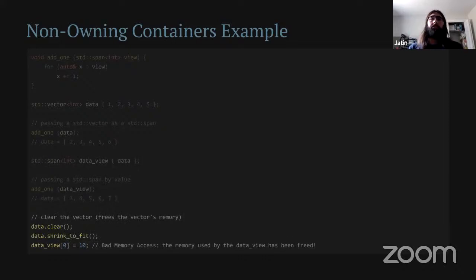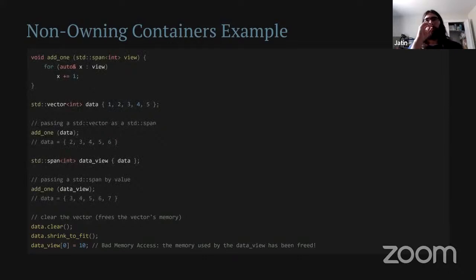But then what we need to be careful about is that, for example, here we could free all the memory in the vector. Now, if we try to do something with the span that we had created, then we're going to get a bad memory access because the memory that the data view expects to be there is no longer there. So that's something to watch out for when you're working with non-owning containers.